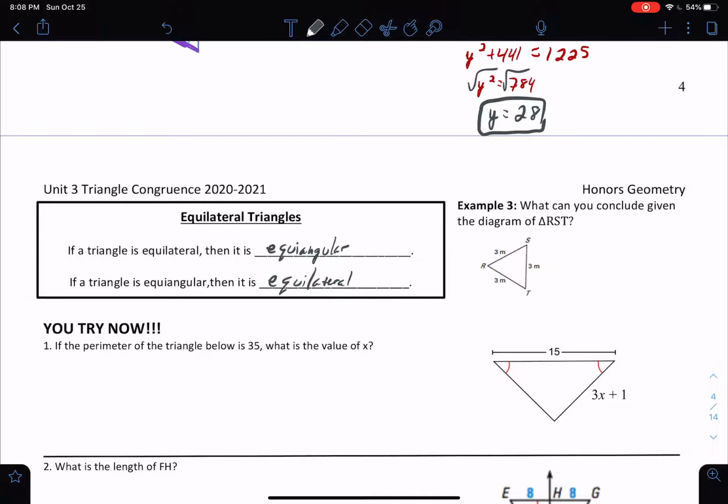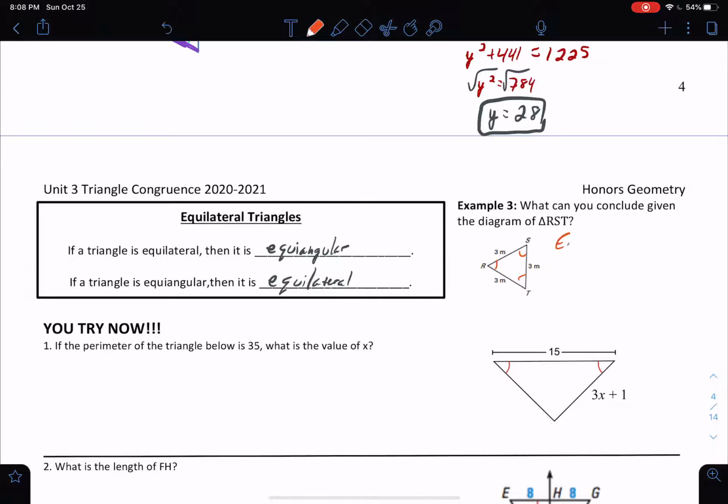If all the side lengths are going to be congruent, then all the angles opposite those sides are also going to be congruent. All right? On the flip side, if all the angles are congruent, then all the side lengths opposite those angles are going to be congruent. So, what can we conclude on this diagram?